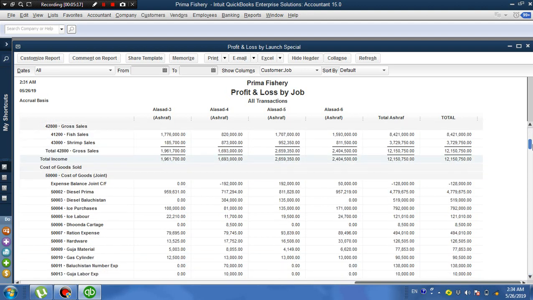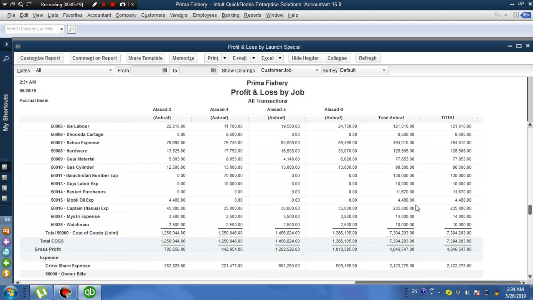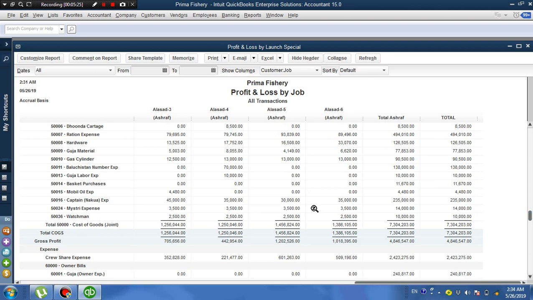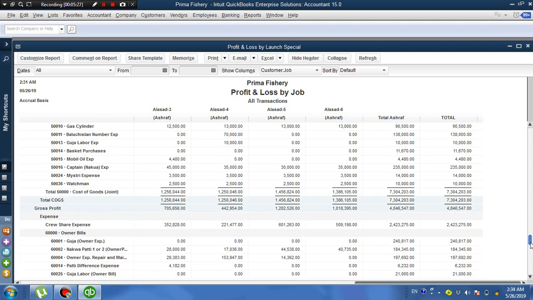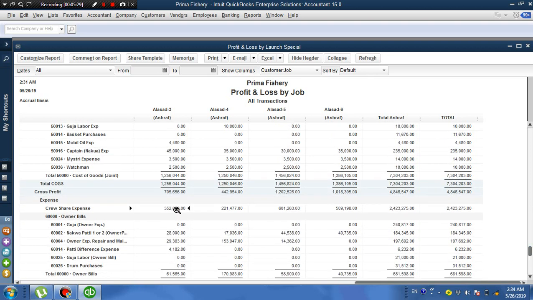So I hope you understand why this profit and loss is divided into two expenses. These are the cost expenses, cost of goods, which are charged to both the crew and the owner, and this is the crew share given. Since this is our company and we are booking the crew share, the share given to the partners, the crew, which is in fact our partner. So I hope you understand this situation.